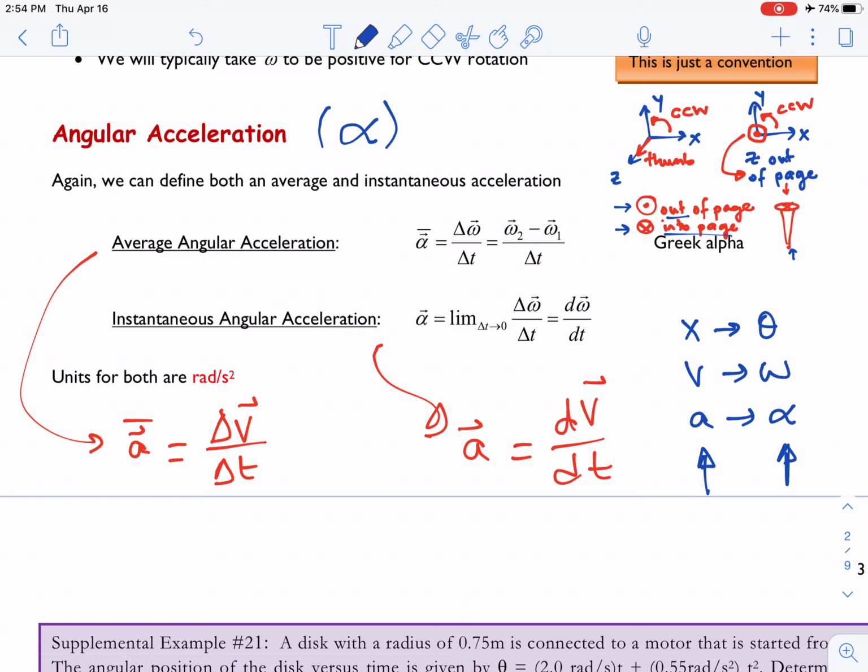There are very similar concepts. Again, of course, the units are different. So if you look at the units on this one, since alpha is delta omega over delta t, if you remember, omega was radians per second, so divided by another second will give you radians per second square. Okay, so instead of meters per second square, you have radians per second square.